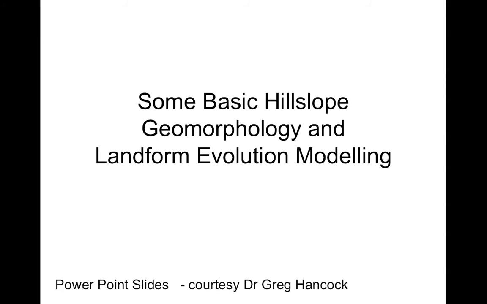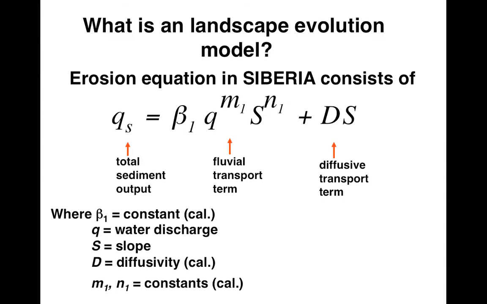Okay, this is the final in the session about hill slope geomorphology and modelling. And now we're going to talk about landscape evolution models. Landscape evolution models essentially look at long-term development of hill slopes. And this can be important, particularly where you have landscapes that might be impacting particularly sensitive areas, such as the Great Barrier Reef, for example, or Kakadu National Park.